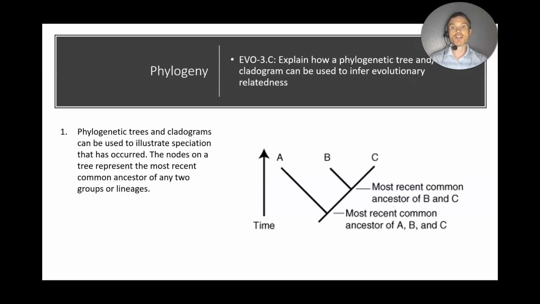The other advantage of phylogenetic trees is they can be used to illustrate speciation that has occurred. So these nodes or branch points on the tree represent the most recent common ancestor, and it is at that point the 2 groups or lineages separate from one another. So we can see that at the most recent common ancestor between B and C, the species split into the individual species and they evolved independently from that point on. And we'll talk about speciation in the next video.